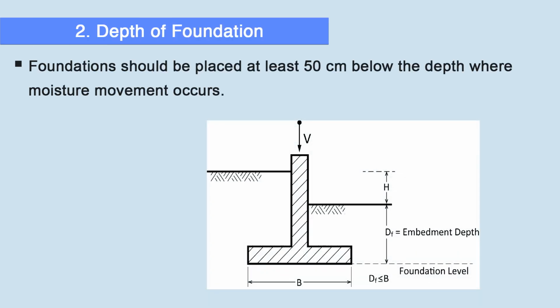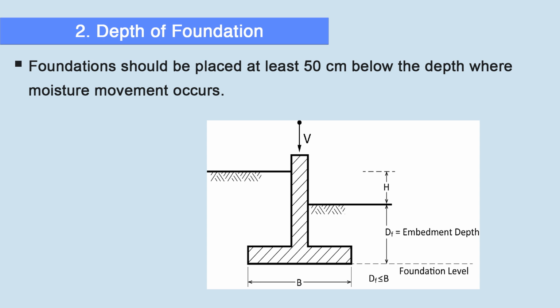In the absence of detailed geotechnical testing, the safe bearing capacity of the black cotton soil is generally limited to 50 to 100 kilonewton per meter square to account for these long term effects. Then the next is depth of foundation.